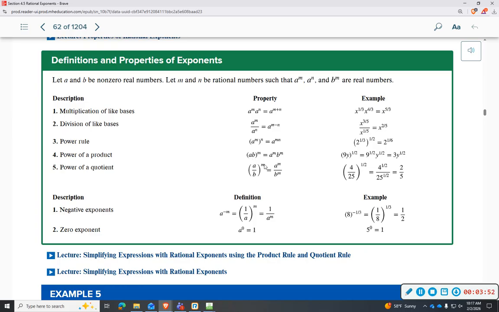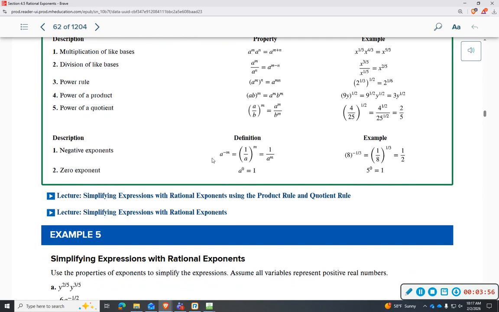With division, same thing. You give both of them that power. And then negative exponents, you can rewrite it as a rational expression. So a negative power just writes that base as a rational expression. A 0 exponent is going to be equal to 1, and then you have some examples to the side.